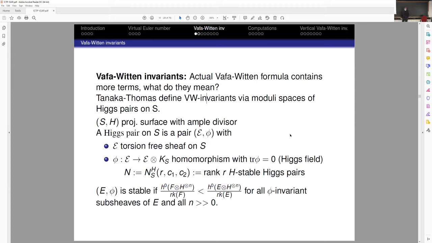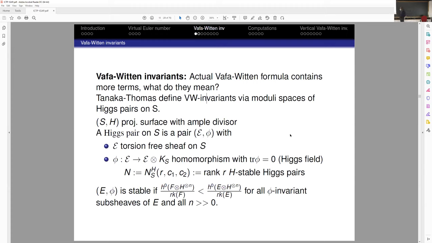And a so-called Higgs field, which is a homomorphism from E to E tensor the canonical class. You could say it's an endomorphism of E, however, with values in the canonical line bundle. And we want this to have J0. And there again exists a moduli space for such pairs, stable pairs where E has rank R and Chern classes C1, C2.